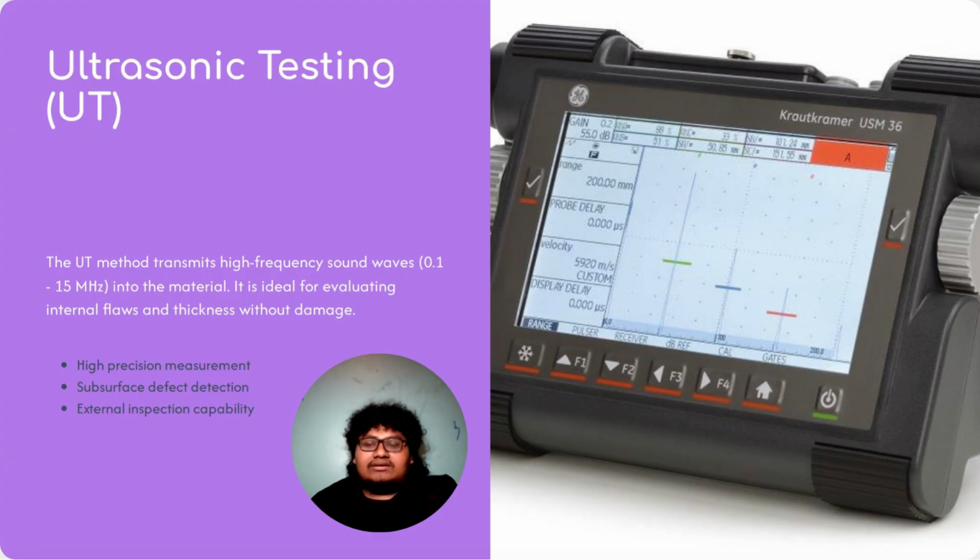Today I'll be presenting the ultrasonic testing, or UT. Ultrasonic testing is a cornerstone of modern non-destructive testing. This method uses a high-frequency sound wave, typically between 0.1 and 15 megahertz, to see through solid materials. By analyzing how this wave reflects off internal boundaries, we can precisely evaluate wall thickness and detect hidden flaws without damaging the assets. UT is indispensable for assessing the structural health of critical components like storage tanks, where internal corrosion can often hide behind a perfectly intact exterior.